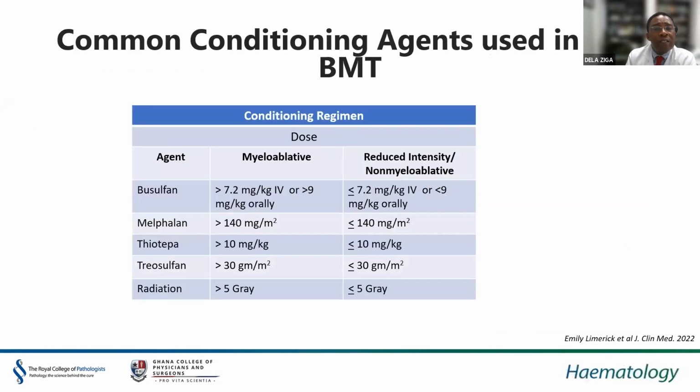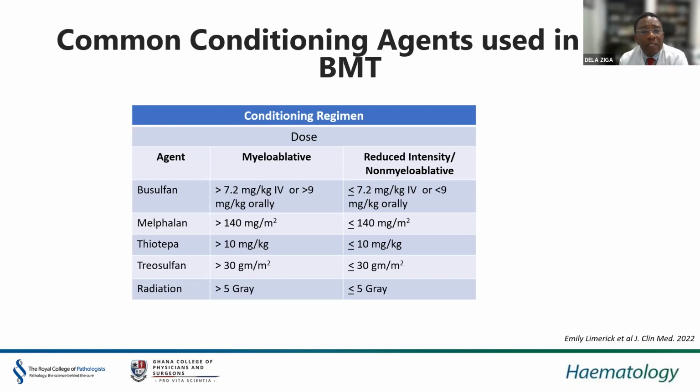The conditioning regimen contains multiple agents that are used and experienced in different centers. In our center, we use melphalan, thiotepa, and fludarabine, and other centers use busulfan in combination. Treosulfan is mostly used in Europe. It's not approved in the US yet. Hopefully, it will be approved soon. And radiation is used in combination with other chemotherapy agents.